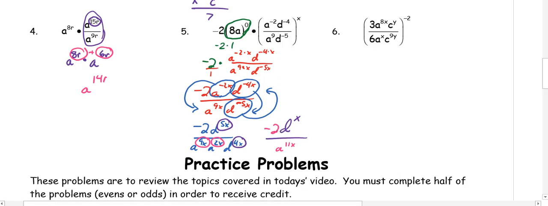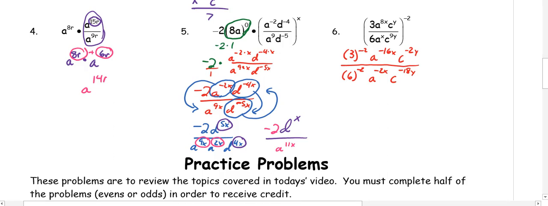Number 6, our last example. So we have a negative 2 exponent, so everything is going to multiply with a negative 2 exponent. So when we multiply everything with a negative 2 exponent, we get 3 to the negative 2, a to the negative 16x, c to the negative 2y, over 6 to the negative 2, a to the negative 2x, and c to the negative 18y.